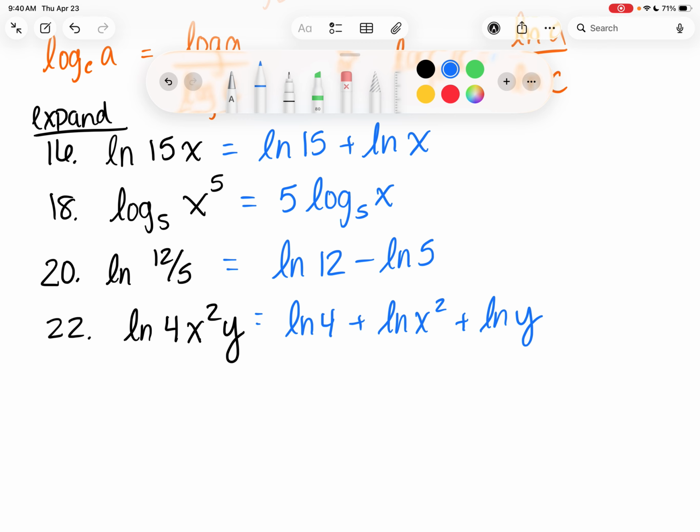Now, I'm still not done. This x is being squared. Now, if you can do all of this in one step, you are allowed to do this. I'm just doing it this way so we see it. The squared part, though, only goes in front of the term that has the x with it. So that's the other reason to wait. So this is ln of 4 plus, throw it out front, 2 ln of x plus ln of y.